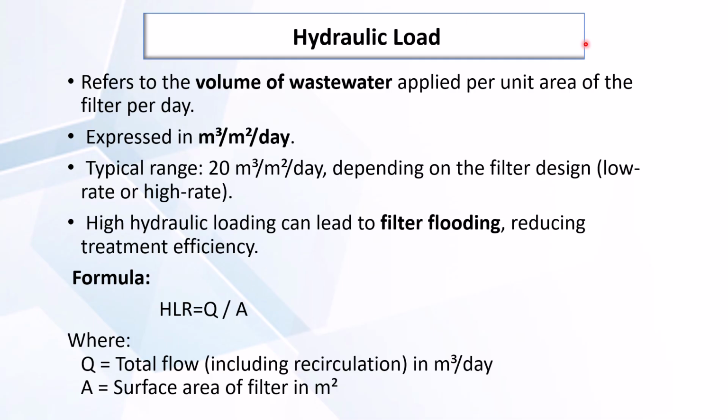Now comes the factors affecting it. The first is the hydraulic load. It refers to the volume of wastewater applied per unit area of the filter per day. It is expressed in meter cube per meter square per day. Its typical range is 20 meter cube per meter square per day depending on the filter design. High hydraulic loading leads to filter flooding that reduces the treatment efficiency. Its formula is Q by A, where Q is the total flow in meter cube per day and A is the surface area in meter square.